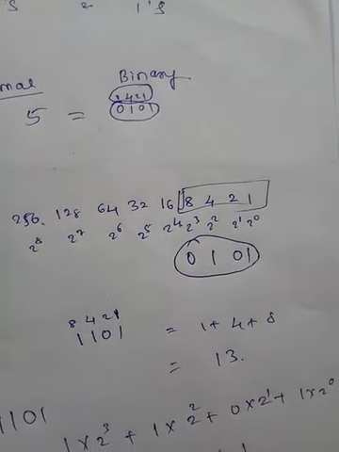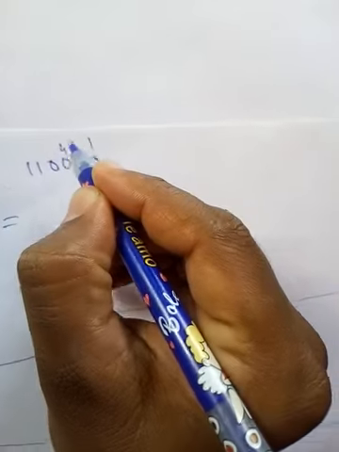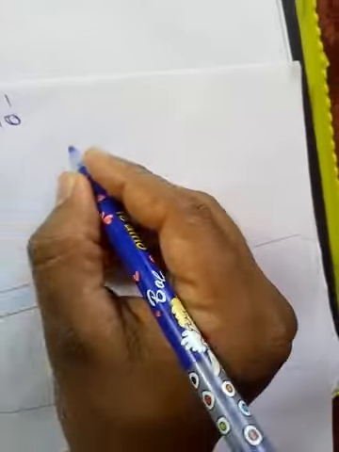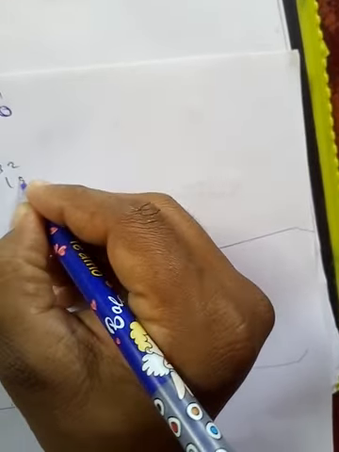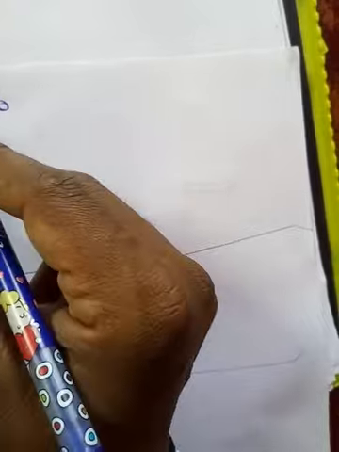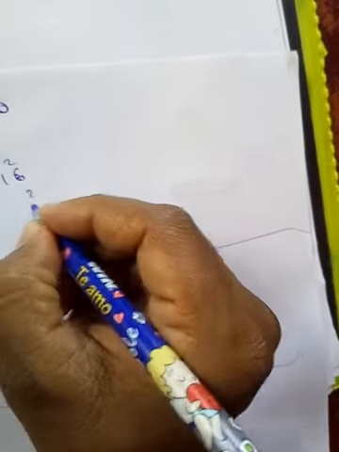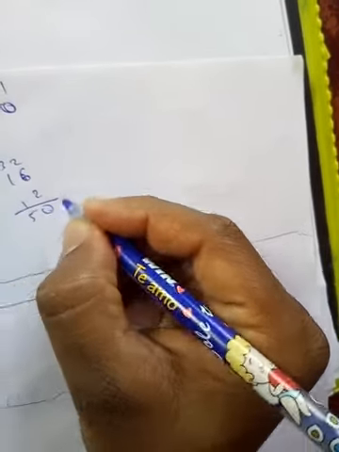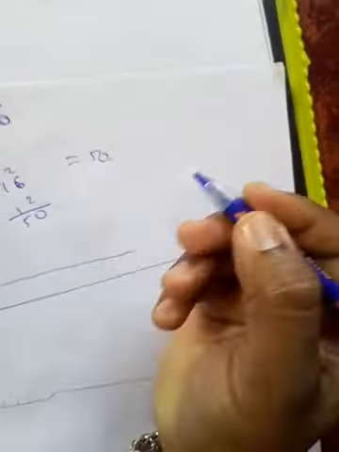The second one is given in the textbook, you can see here: 110010. Write the place values 1, 2, 4, 8, 16, 32. Add 32 plus 16 plus 2. That is 50. You can see here, 50 is the answer. You can also cross verify by the conversion we did before.